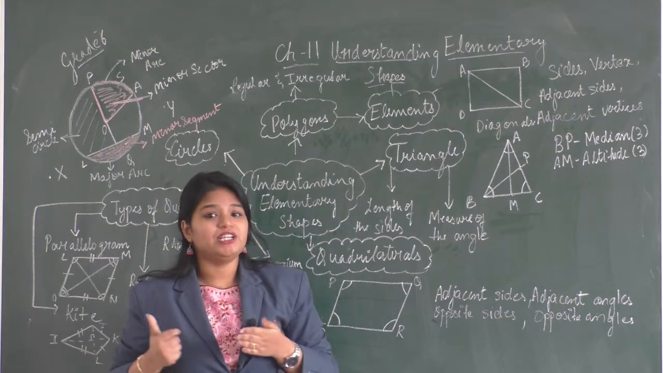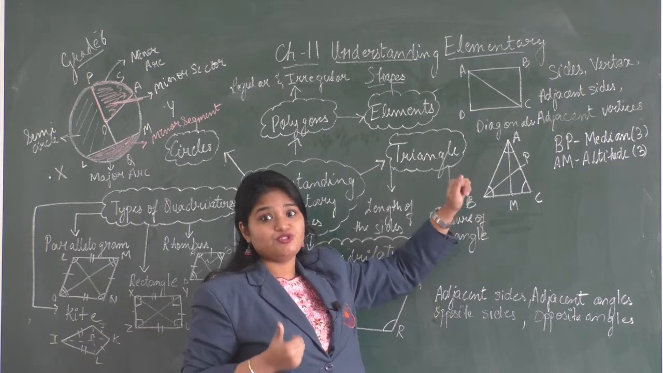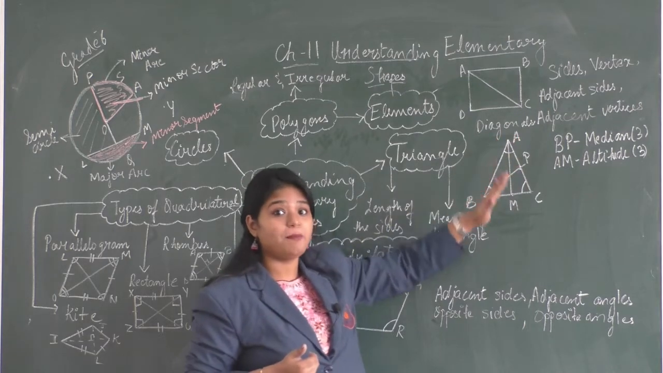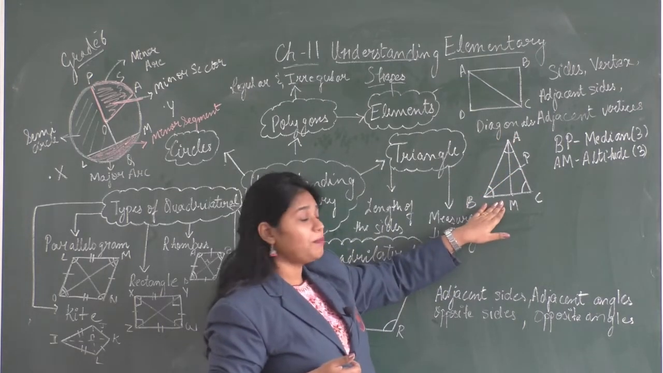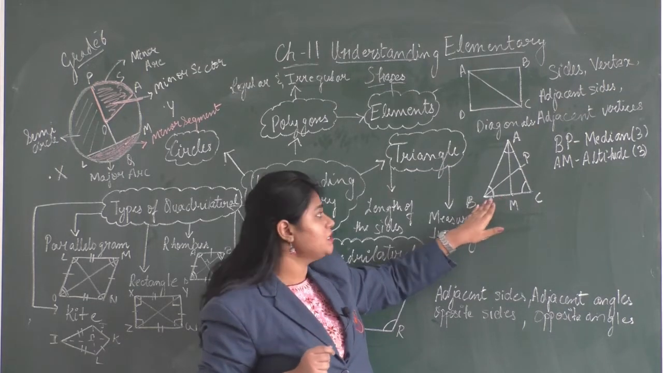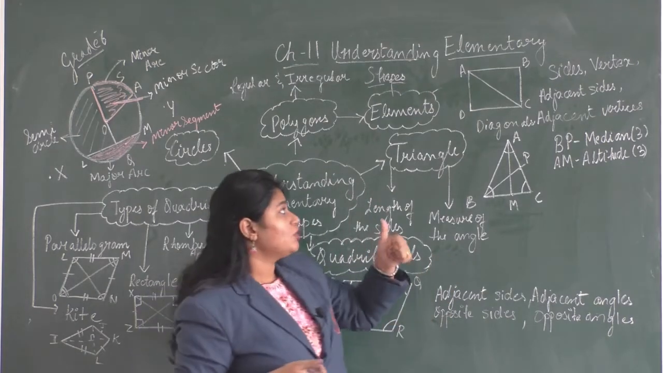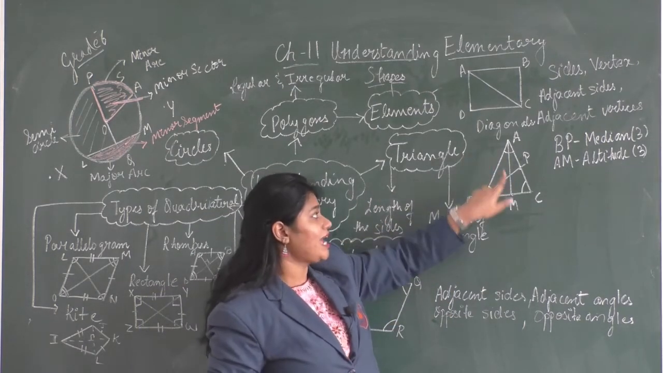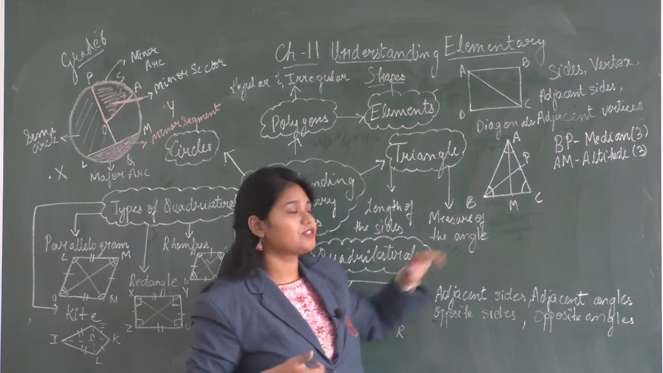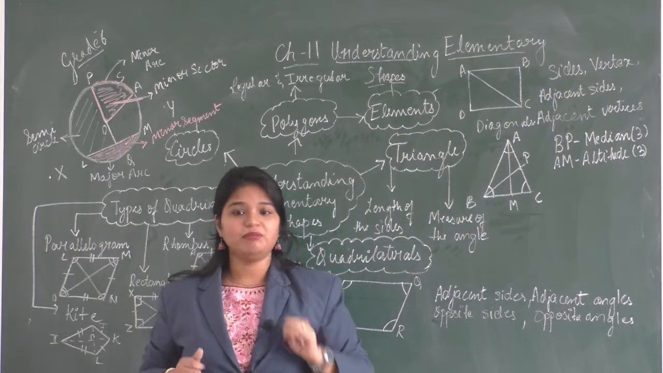Now what is the median of a triangle? A median is a line segment which is drawn from a vertex to the opposite side. Now on the opposite side we will have a point in the center. That means a point which divides the opposite side into 2 equal parts. So a line segment joining the vertex and the midpoint of the opposite side is called the median of a triangle. A triangle has 3 medians.